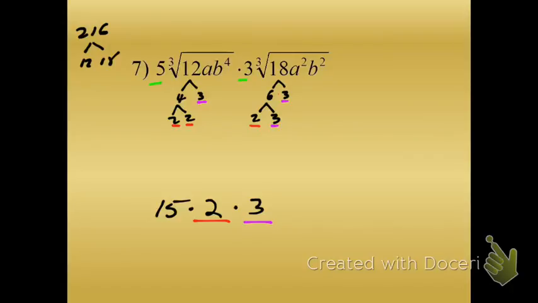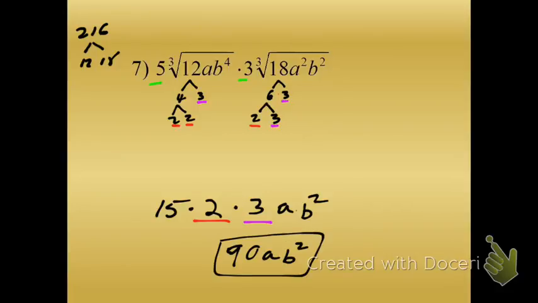If you notice, you have an A here and 2 A's here, so that's 1 A that comes out. And then you have 6 B's total, so that'd be 2 B's. Okay, so you have 15 times 2 times 3 times AB squared, so that gives you an answer of 90 AB squared.